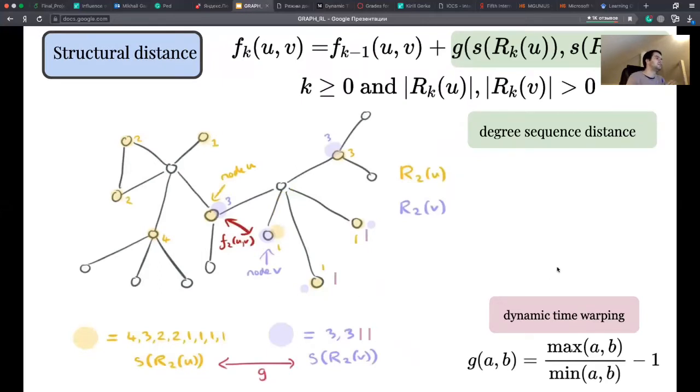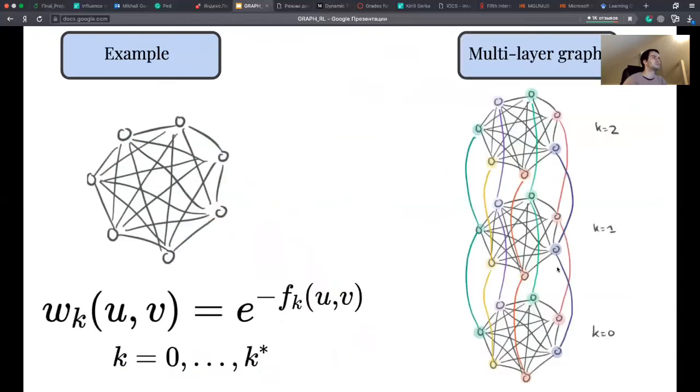After, we need to form a sequence of the degrees of these nodes and apply the dynamic time warping technique to obtain the distance between these two nodes. Next step, we generate multi-layer graphs. At each layer of this graph, we have our step of analysis of our nodes, and edges of our multi-layer graphs have these weights.